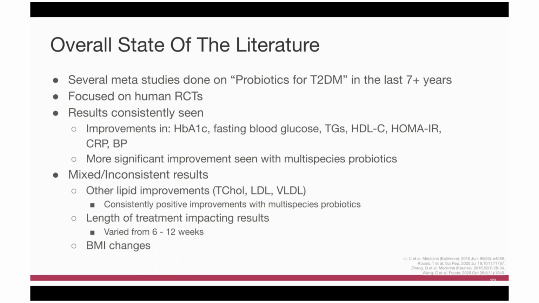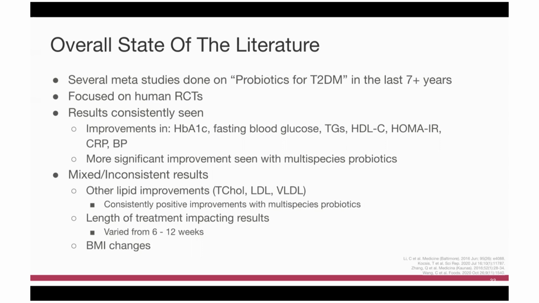In all of these studies, there was improvement consistently seen in hemoglobin A1C, blood pressure, CRP or hsCRP, fasting blood sugar, triglycerides, HDL, and HOMA-IR. Studies that used multi-species and multi-strain probiotics saw a larger improvement consistently across the board.